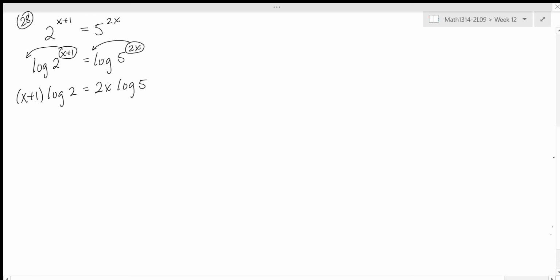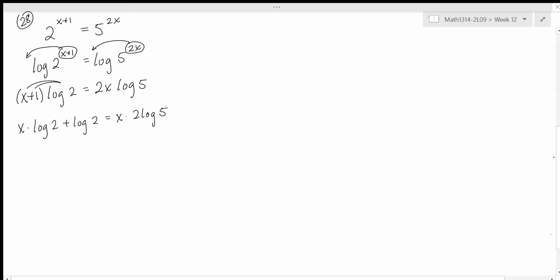Okay, the next step, since the x plus 1 is a binomial, we're going to need to take the log 2 and distribute to get rid of those parentheses. This guy's going to need to distribute, so that's going to be x times log 2 plus log 2 equals x times 2 log 5. And I don't know if you noticed, but I took the 2 and the x and I switched places with them.